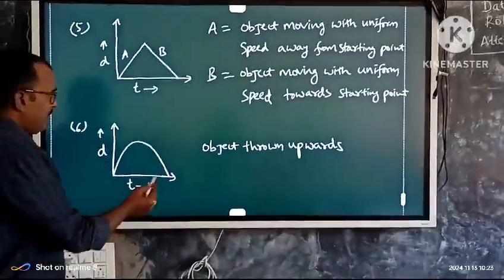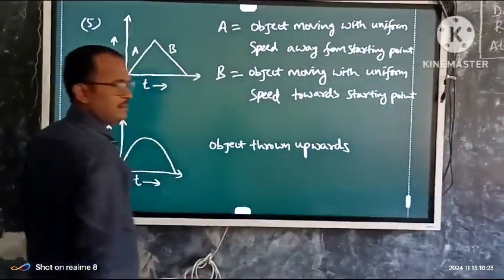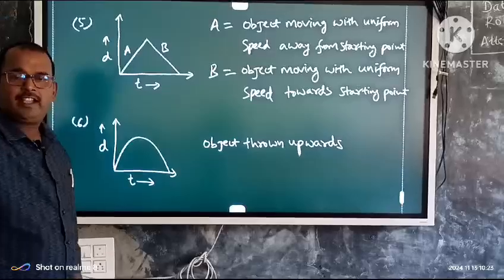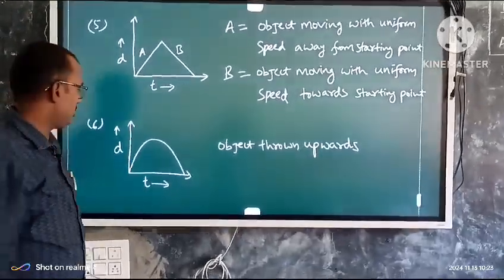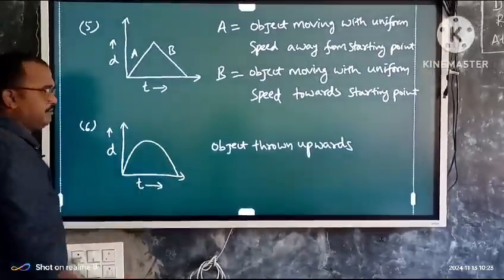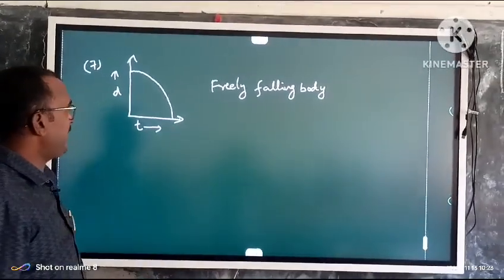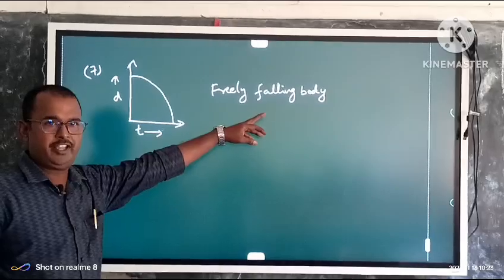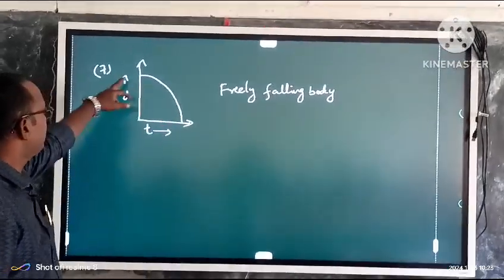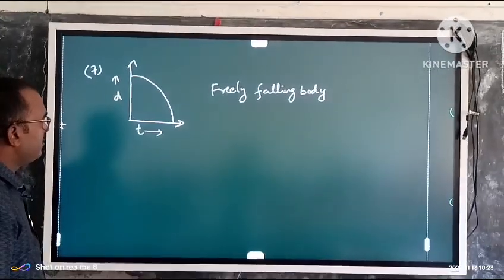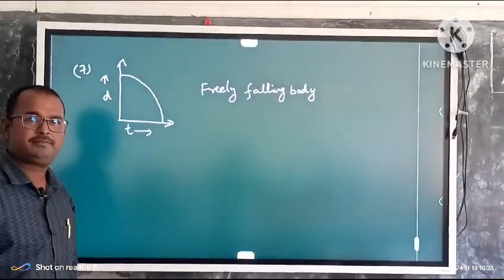If you take the graph of an object thrown upwards, when an object is thrown upwards, it reaches the maximum height and again it comes back to the earth. So the graph will be like this. This is the distance time graph for a freely falling body. If you observe, for a freely falling body, the graph will be a curved line with a negative gradient.